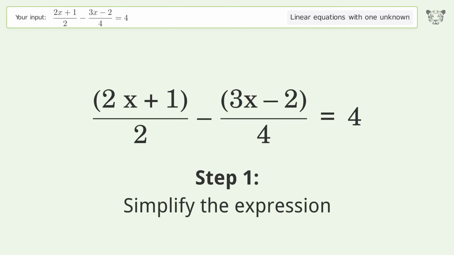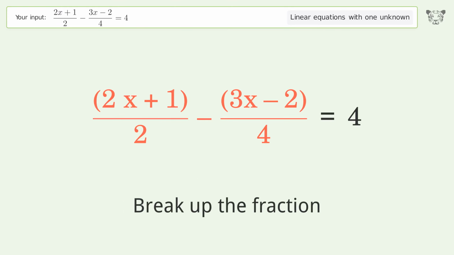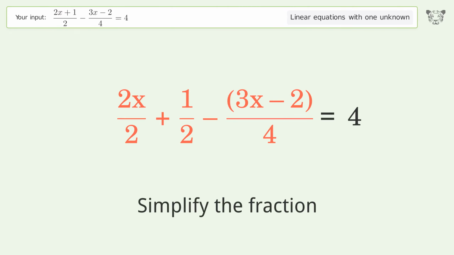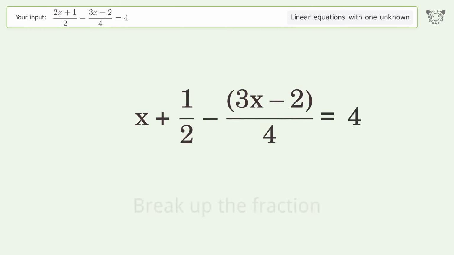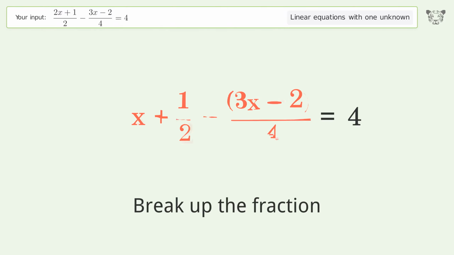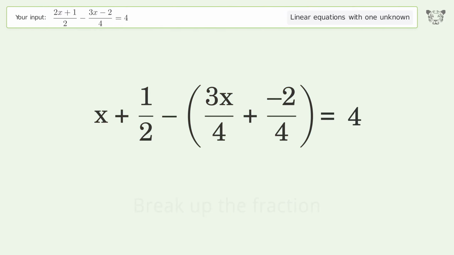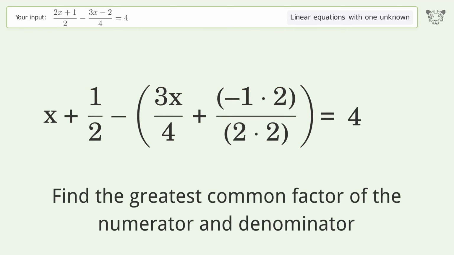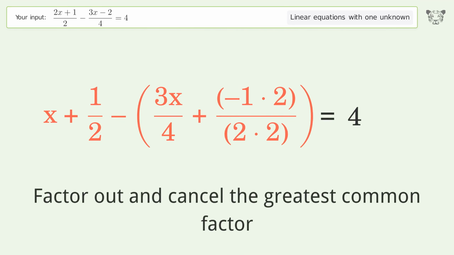Simplify the expression. Break up the fraction. Simplify the fraction. Break up the fraction. Find the greatest common factor of the numerator and denominator. Factor out and cancel the greatest common factor.